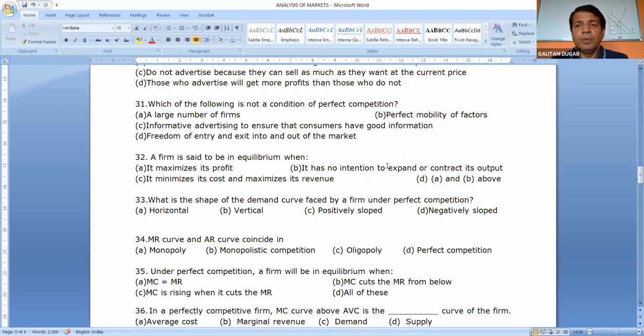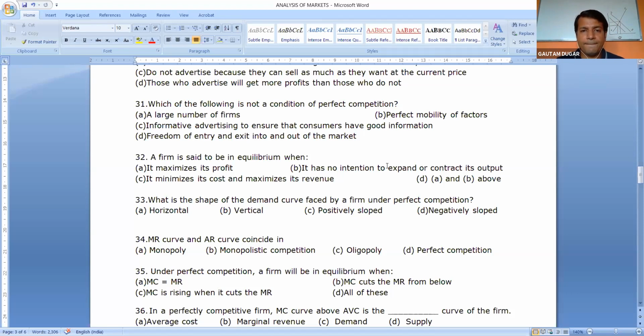Perfect mobility of factors of production is a condition of perfect competition. Perfect mobility of factors of production, perfect knowledge of market conditions, no government interference, fixed price, homogeneous product, large number of buyers and sellers: these are all conditions of perfect competition. Informative advertisement is not a feature. So the 31 answer is C.